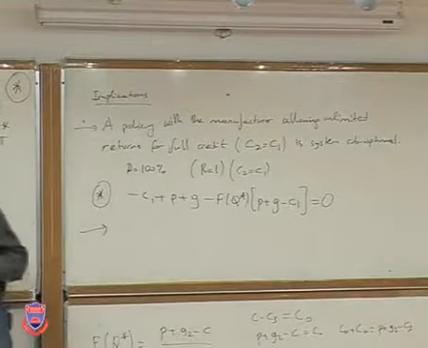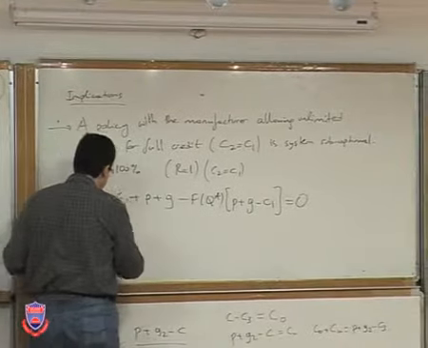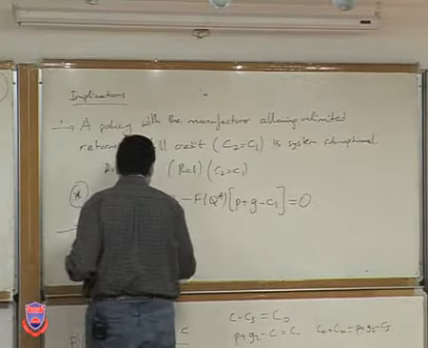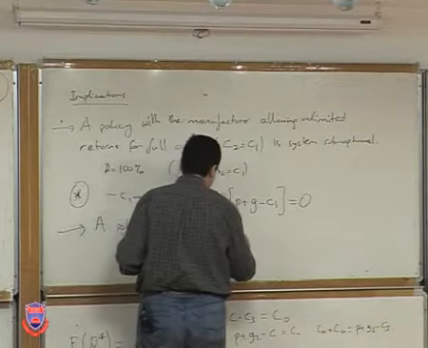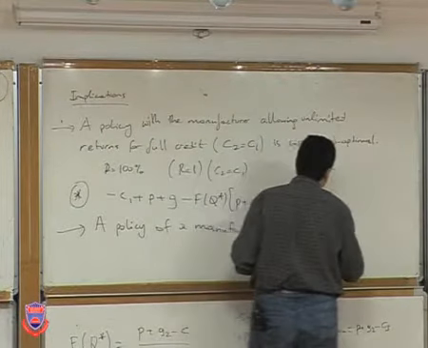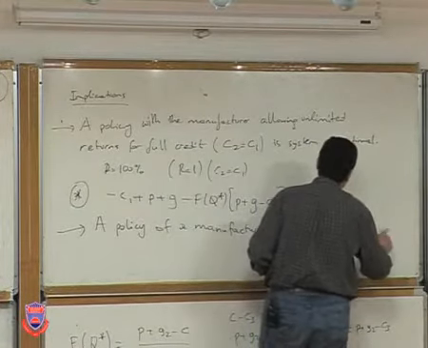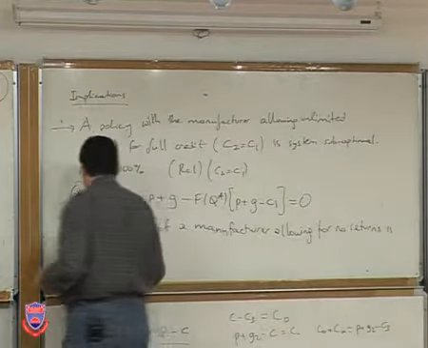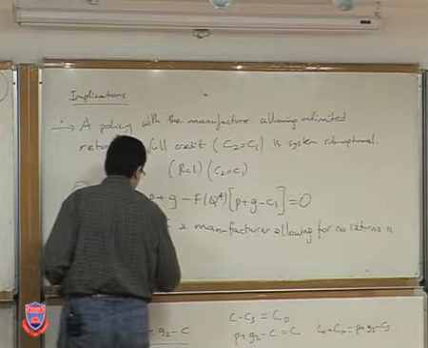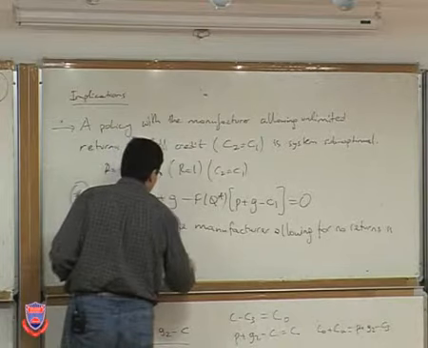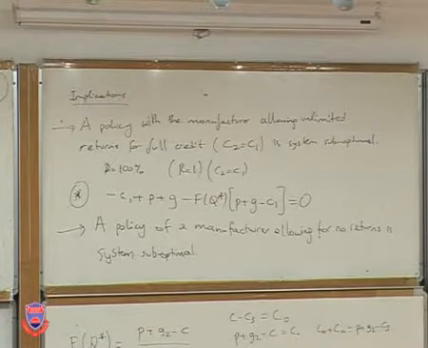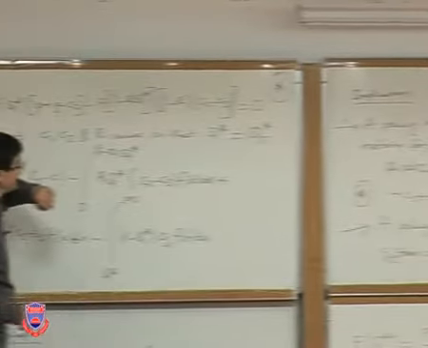Implication number 2: a policy of a manufacturer allowing for no returns is system suboptimal. So if I don't allow for any returns, then that will also be system suboptimal. We can find it from here.